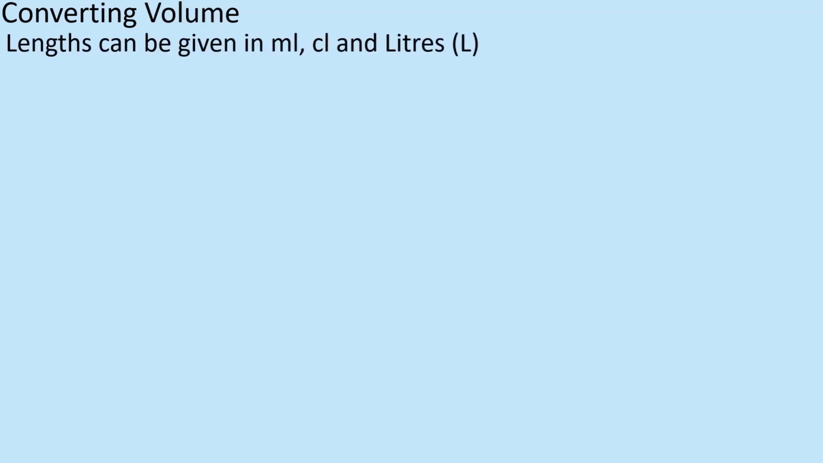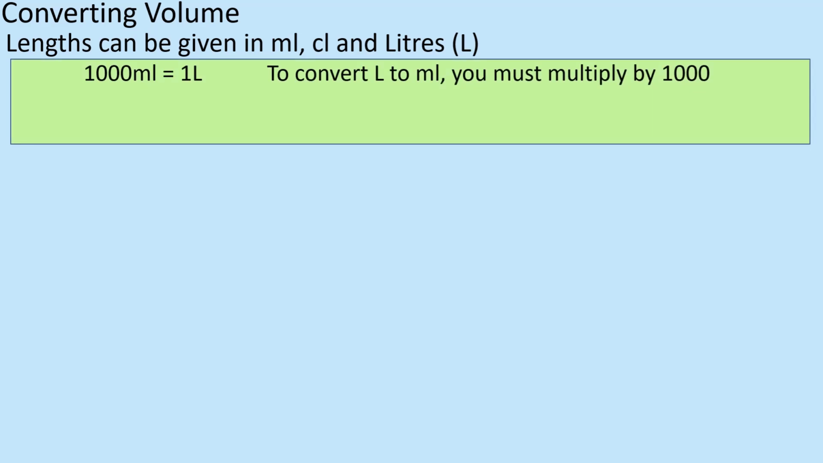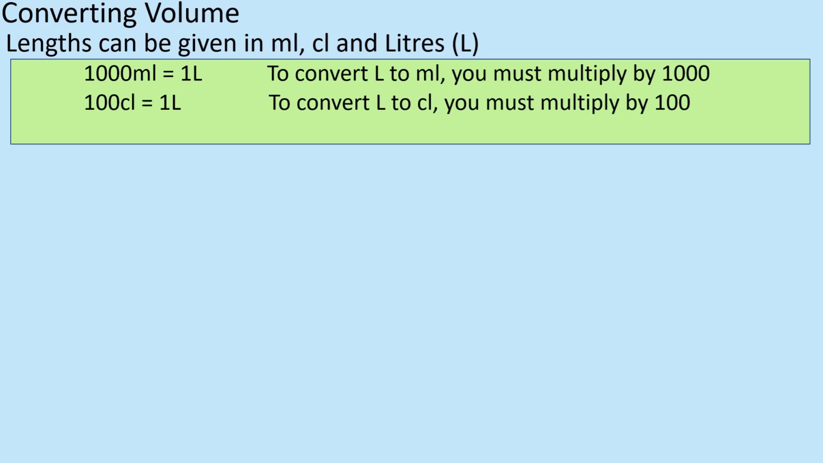So the last one is volume. Volume is given in millilitres, centilitres, and litres. Sometimes centimetres cubed, or millimetres cubed, but I'll talk to you about that near the end. So 1,000 millilitres is 1 litre. 100 centilitres is a litre. And 10 millilitres is a centilitre. So there's a centi and milli. We don't get kilo with these ones, that doesn't exist.